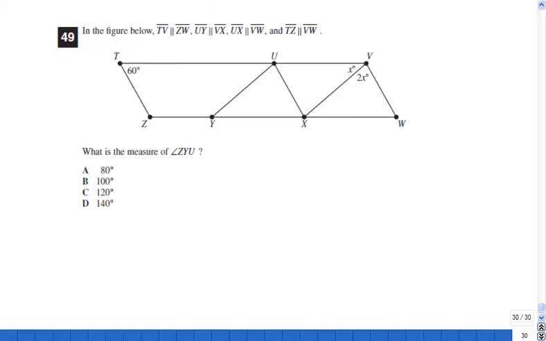In the figure below, TV is parallel to ZW. TV parallel to ZW. Okay, so these two lines, top and bottom, are parallel. UI is parallel to VX. UI parallel to VX. Okay, this one and that one. All right, I should have put the same, that one and this one. Okay, what else?